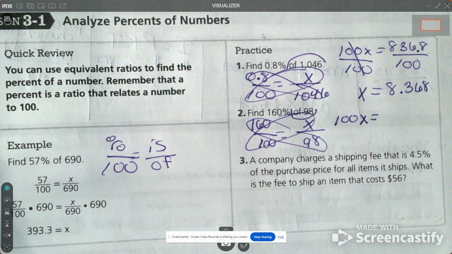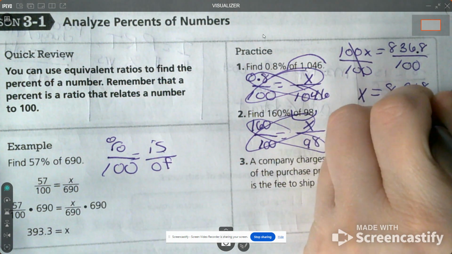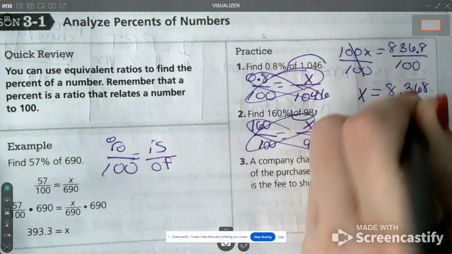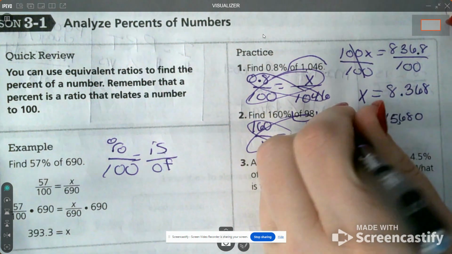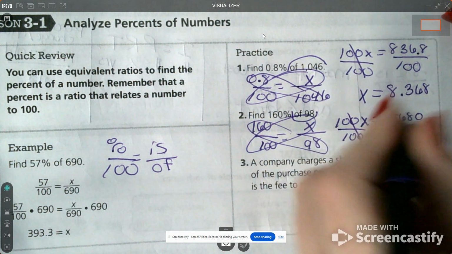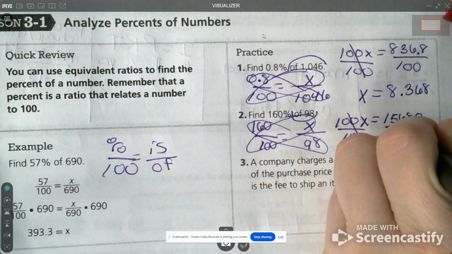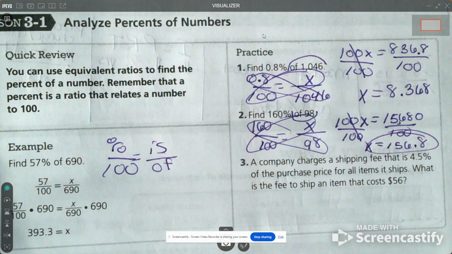Macy, what is it? It's going to be a big number. 160 times 98. 15,680. Divide by 100 because that's what's with the x. So x would equal 156.8 as your final answer.